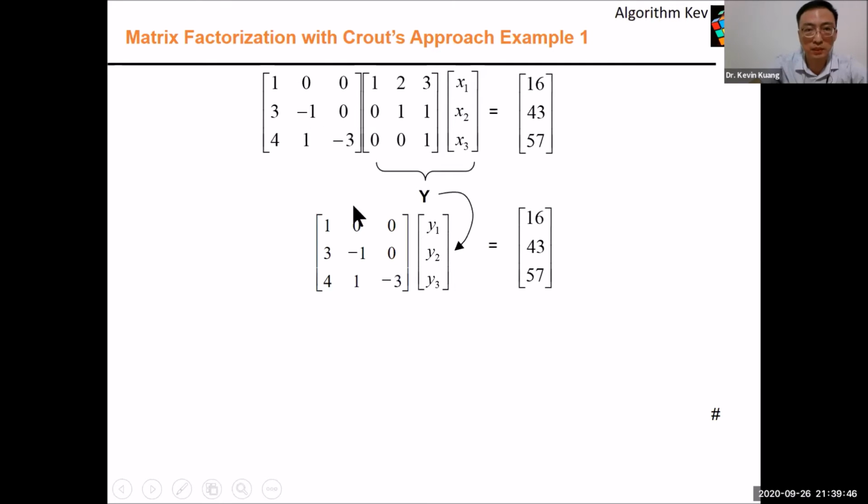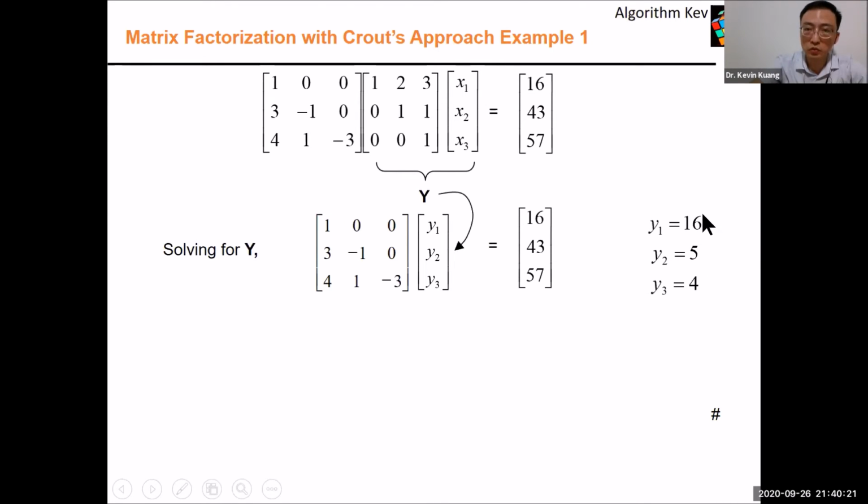So just copy and paste this whole matrix here. Nothing has changed, except that we are representing this part as vector Y. And we just copy and paste from here. So we can easily solve for y1, y2, and y3. y1, immediately we know that's 16. Then forward substitute in the second equation, we will be able to obtain the value of y2, and subsequently be able to solve for y3. So these are our values for y1, y2, y3.